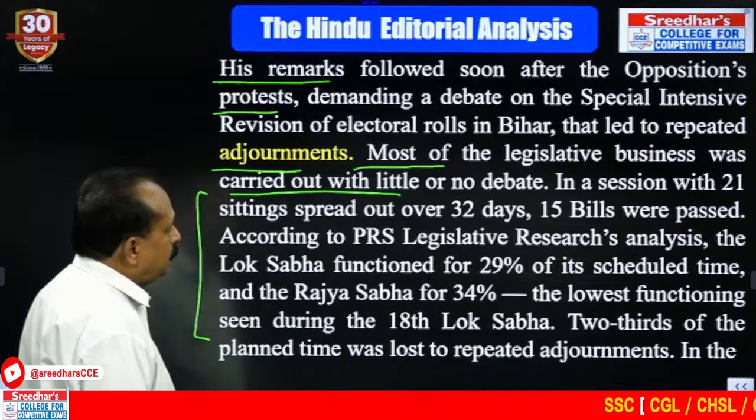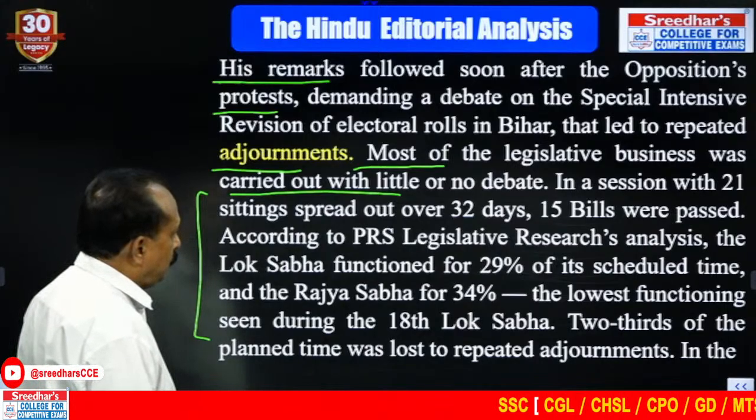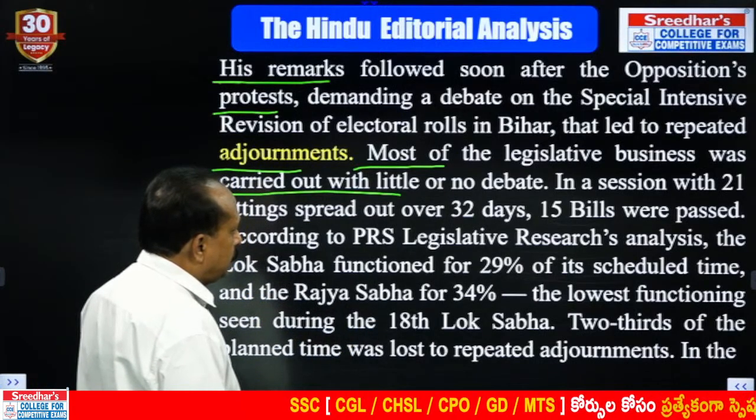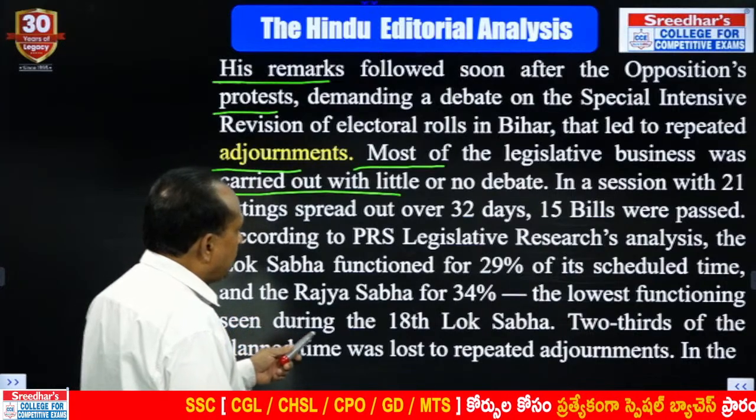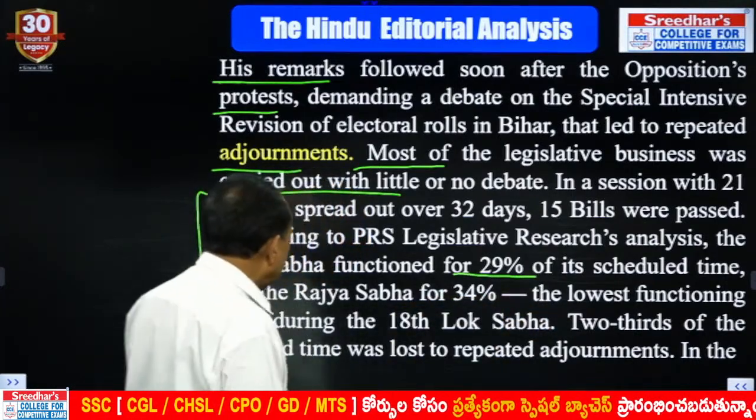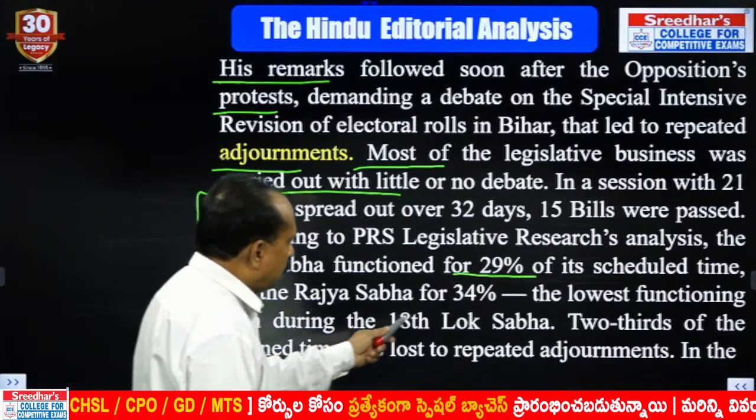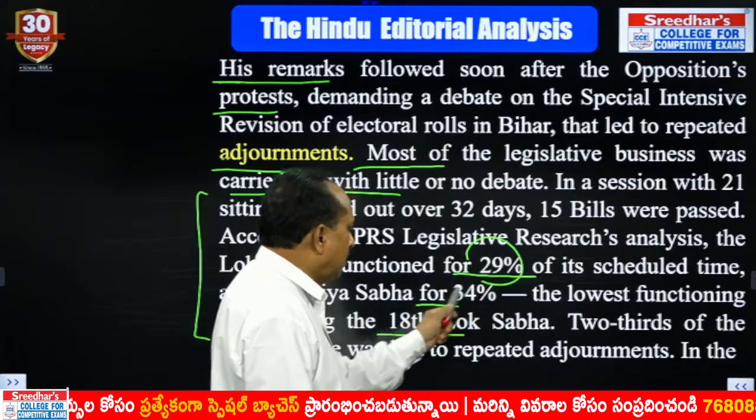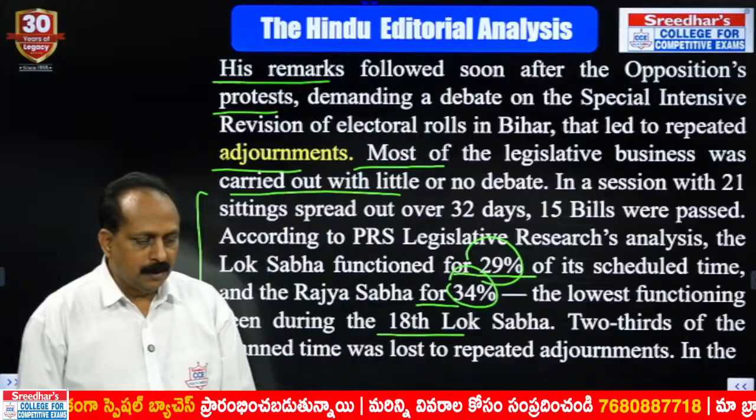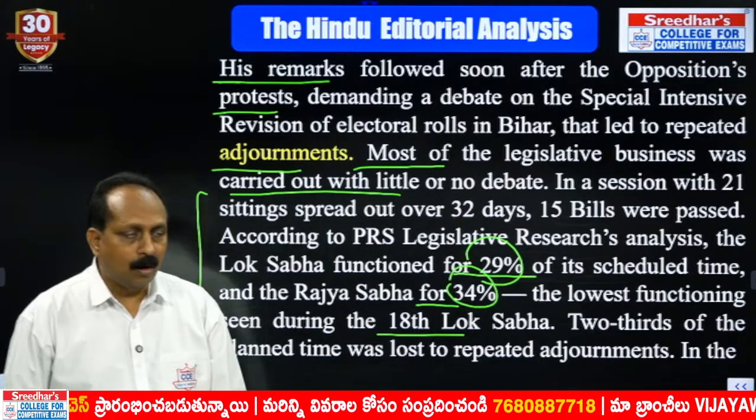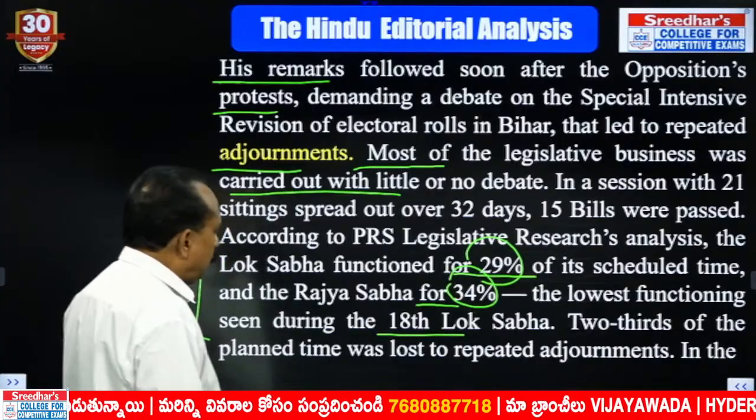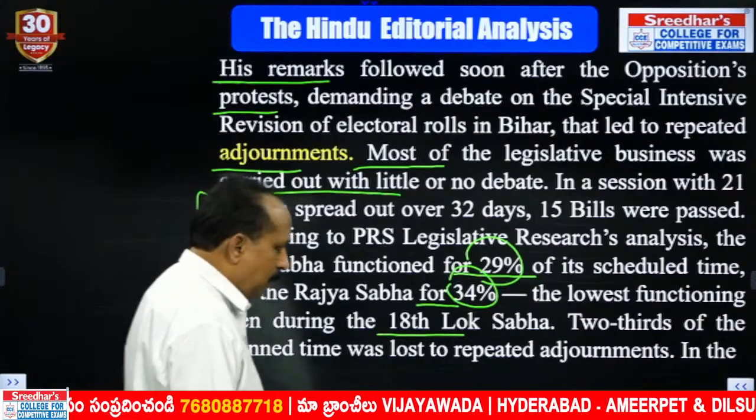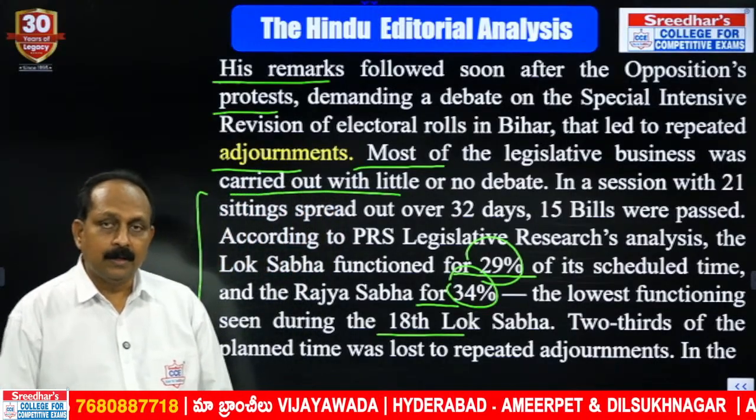To justify that, in a session with 21 sittings spread out over 32 days, 15 bills were passed. According to the PRS Legislative Research analysis, the Lok Sabha functioned for 29% of its scheduled time and the Rajya Sabha for 34%, the lowest functioning seen during the 18th Lok Sabha. That is roughly one-third, so two-thirds of the planned time was lost. Why did they lose precious time?